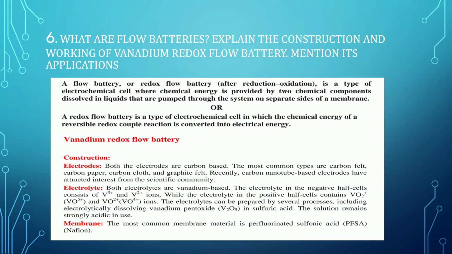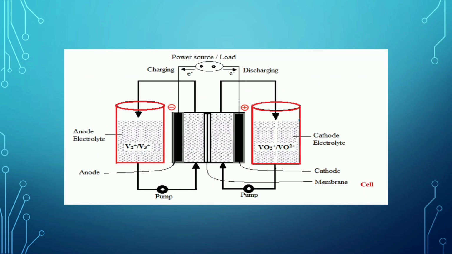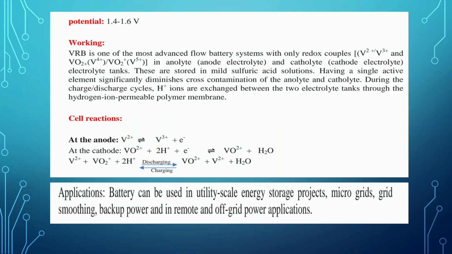And the next question: what are flow batteries? Explain the construction and working of a vanadium redox flow battery. Mention its applications. For this question, there are two definitions. Whichever you feel is easy, write that down. And this is the construction part. And next, I have mentioned the diagram. So you should practice every diagram in this module, so you'll get a good score in this module. Here is the working part, and I've also mentioned the applications over here.